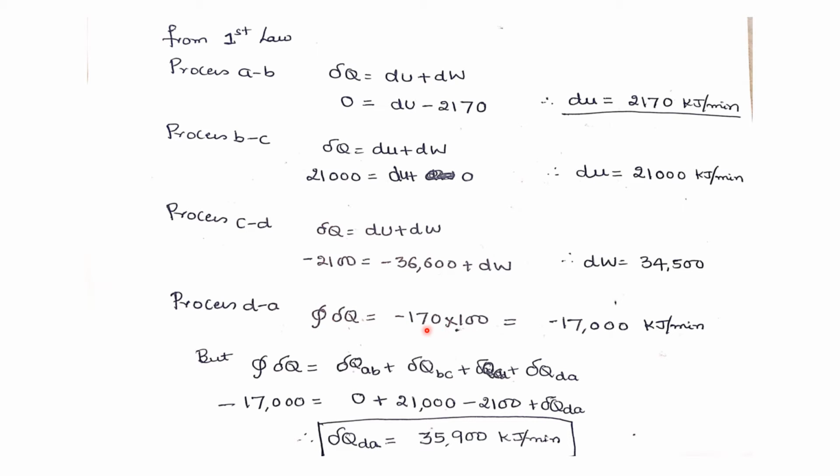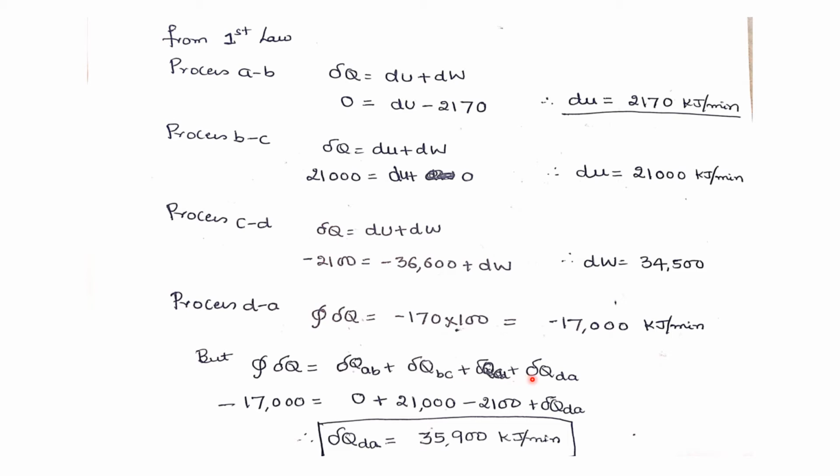Now throughout the entire cycle, the cyclic integral of delta Q, that is the heat transfer, is given as minus 170 kilojoules, but the cycle completes 100 cycles per minute. So minus 170 into 100 gives minus 17,000 kilojoules per minute. It is the total heat transfer during the entire cycle. This cyclic integral of delta Q is nothing but the heat transfer during process AB plus BC plus CD plus DA, the addition of all the heat transfers during the entire cycle.